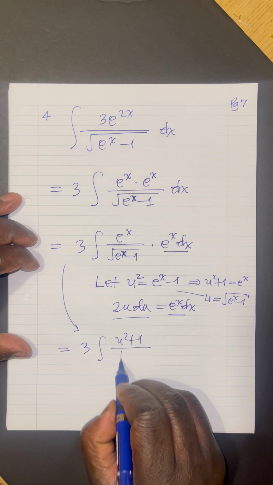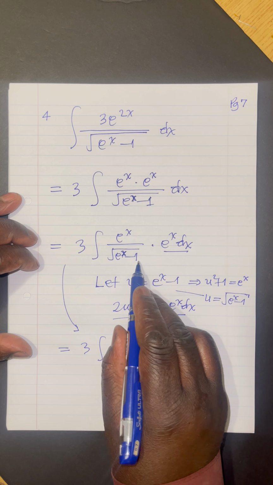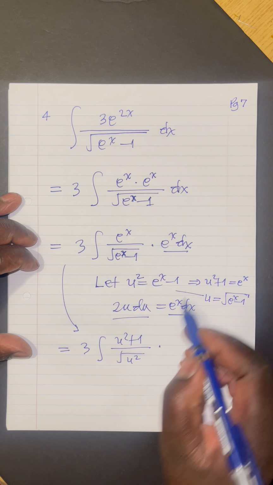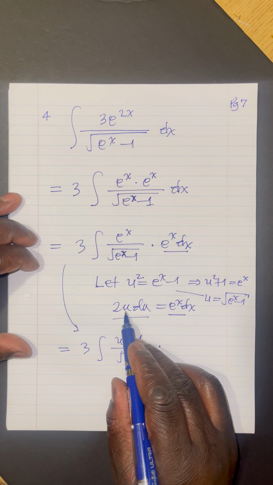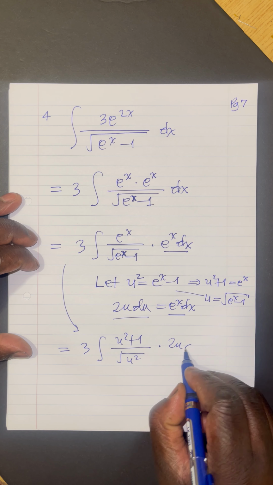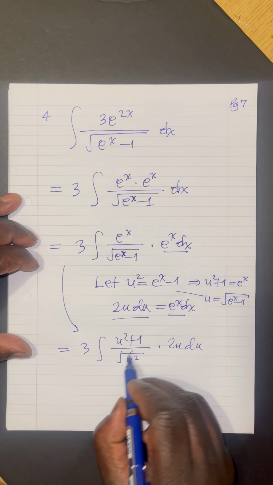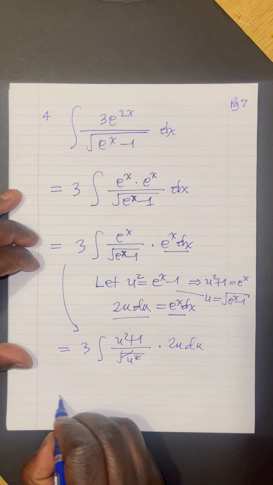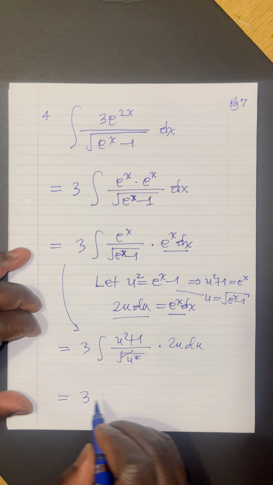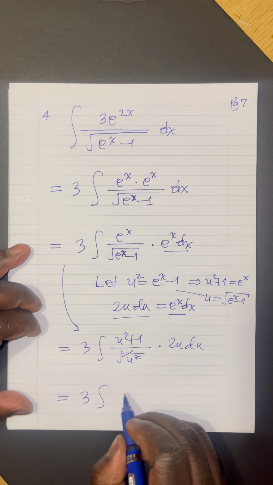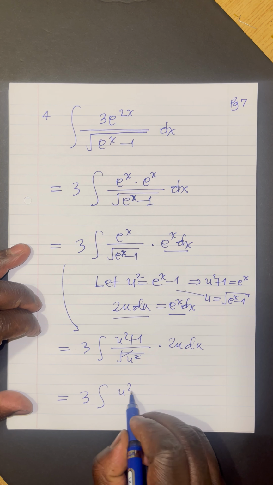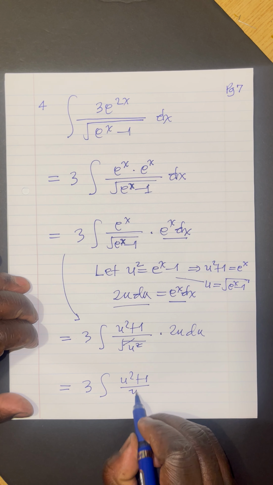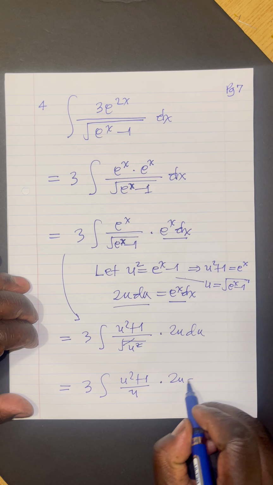the square root of, what is e power x minus 1, it is u squared. What is e power x dx? It's 2u du. So 2u du. This cancels that. And so let's put down what we have. 3, the integral of u squared plus 1. In the denominator, I have u, and we're multiplying this by 2u du.